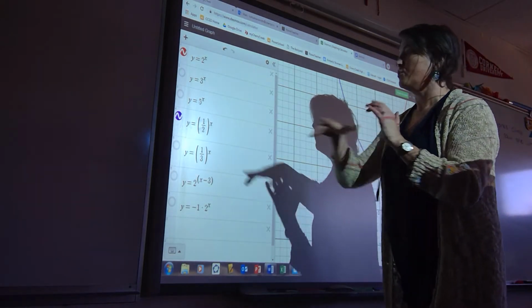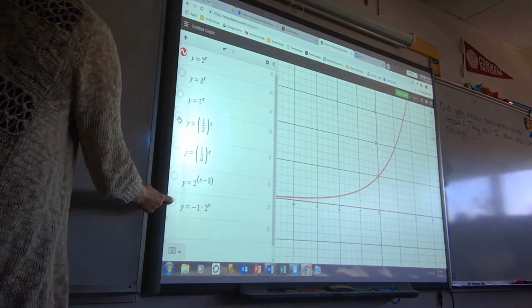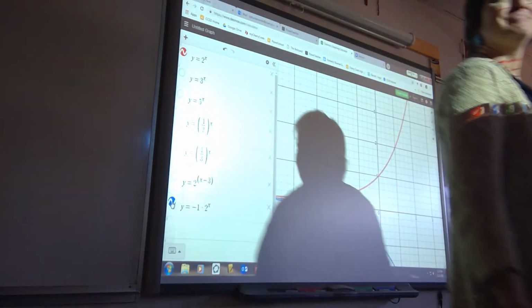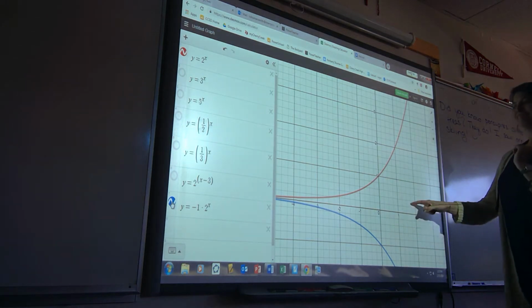What else? Ooh, what about this one? Wait, does that mean a reciprocal would flip it over the y-axis?